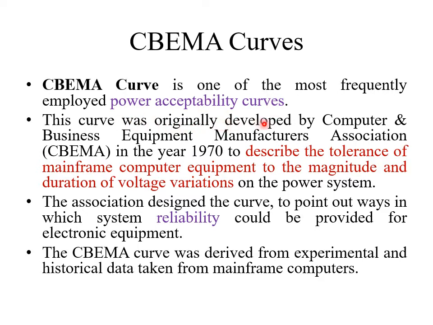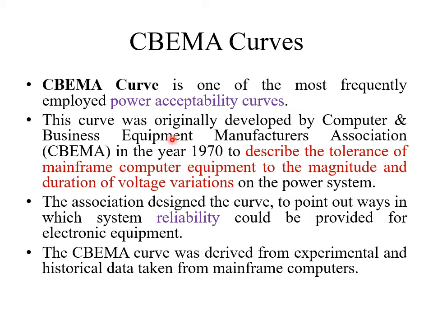This curve was originally developed by the Computer and Business Equipment Manufacturers Association, CBEMA. That is why it is called the CBEMA curve. It was developed in the year 1970 to describe the tolerance of mainframe computers, because during the 1970s many problems arose with computers. When they analyzed the reasons for the computer issues, it was found that the magnitude and the duration of voltage variation were causing the computers to spoil.